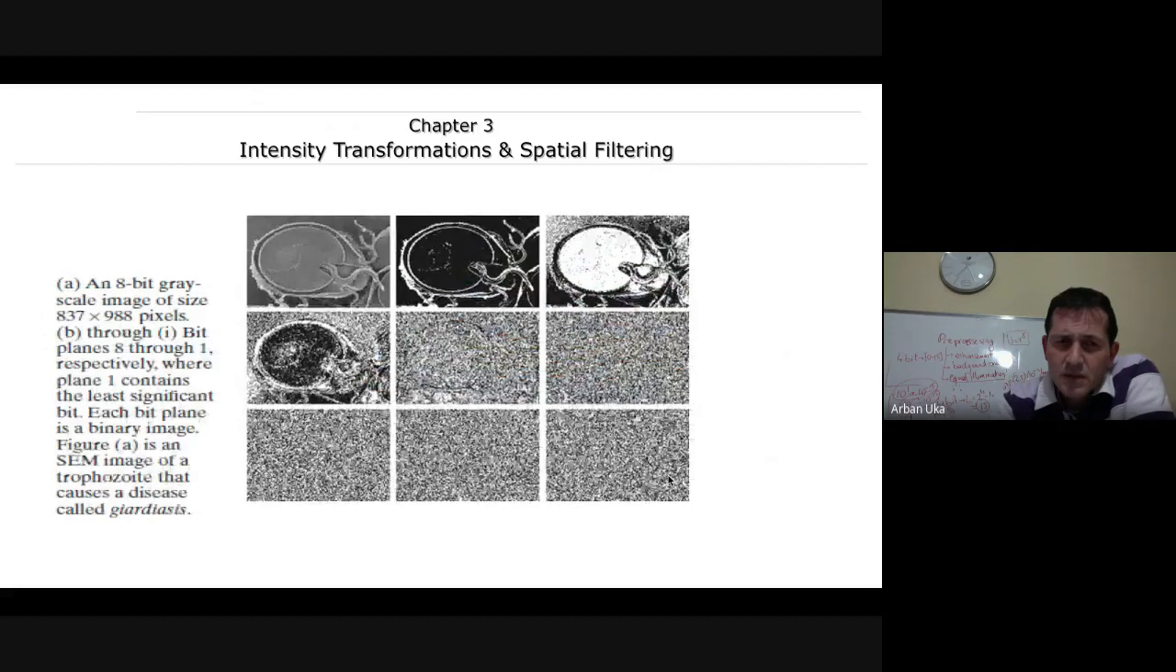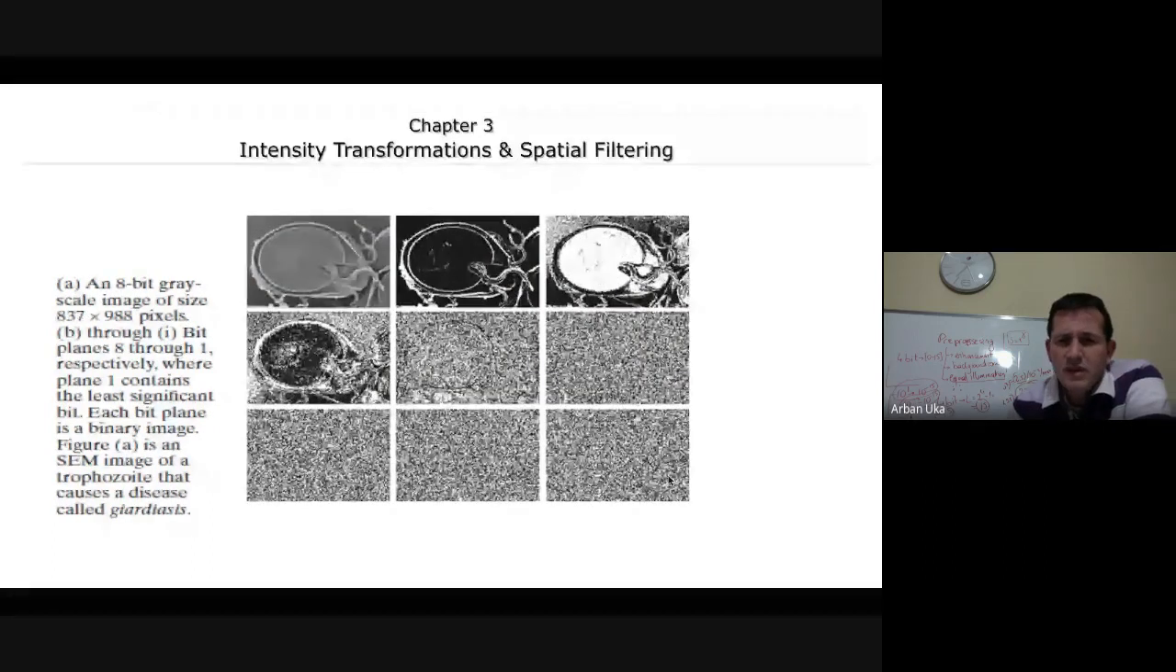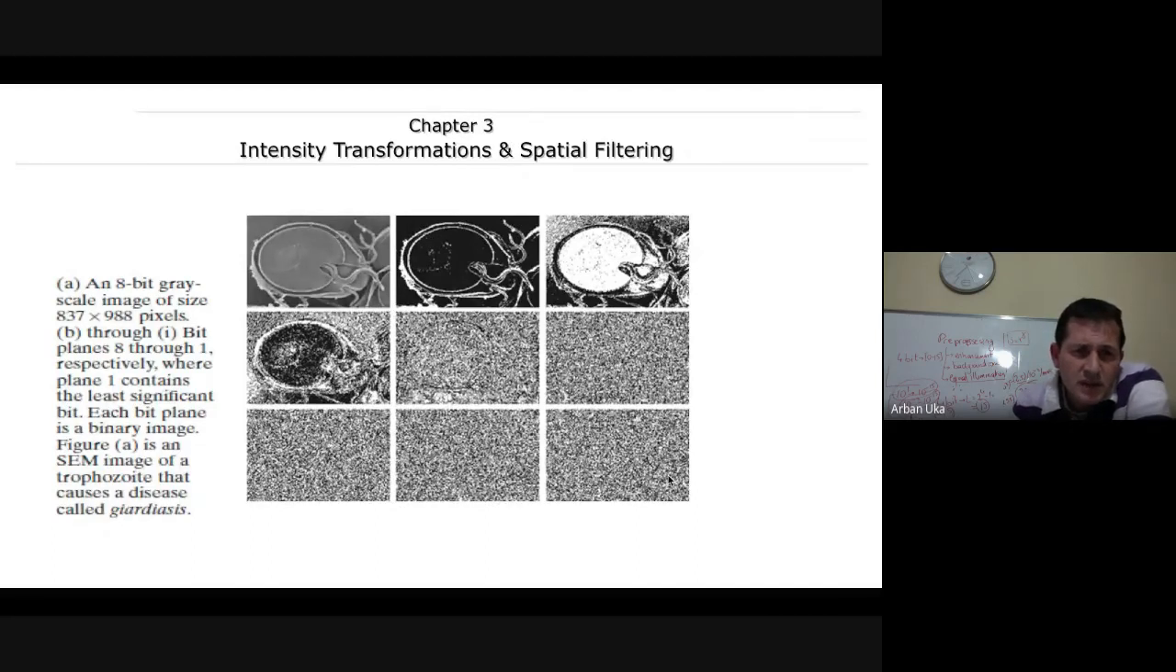Now, the original image that we can analyze here is, for example, the image on the top left side. We see an 8-bit grayscale image with a specific size, and then we have a 3x3 matrix with different images, and let's read this one: bit planes 8 through 1 respectively, where plane 1 contains the least significant bit. Now, I want you to be a little careful with this figure. So let's see for a moment.